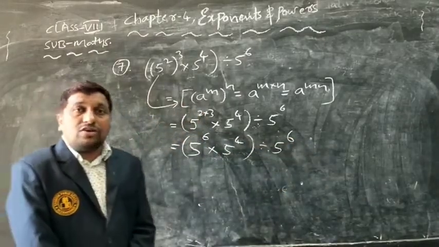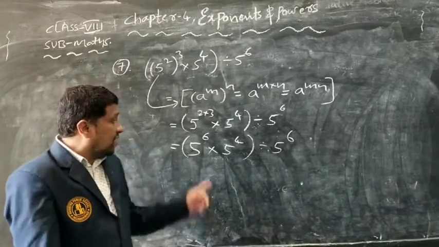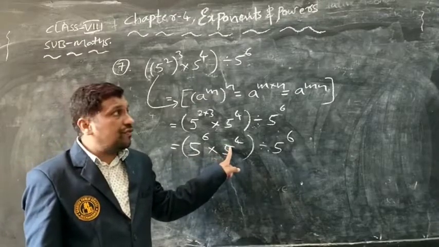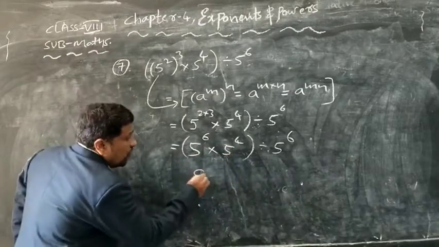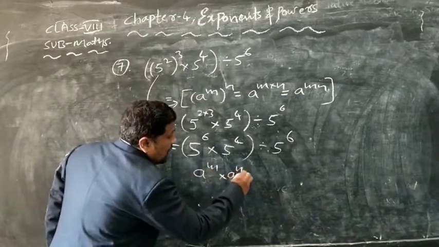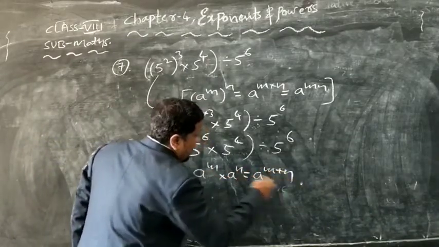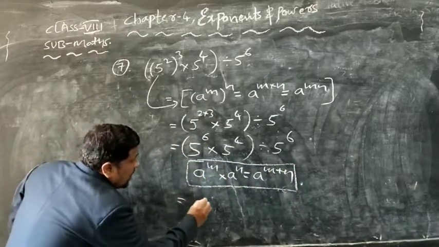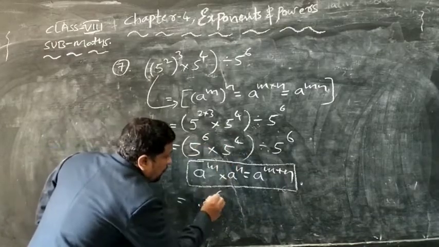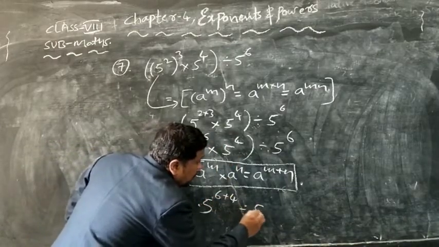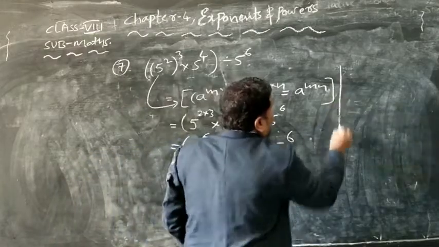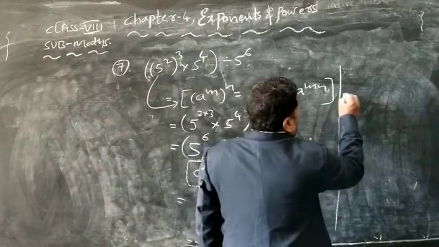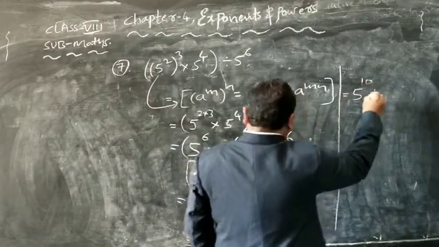Here we can use one more formula. What is that formula? a to the power of m into a to the power of n is equal to a to the power of m plus n. Here 5 to the power of 6 plus 4 is divided by 5 to the power of 6, means 5 to the power of 6 plus 4. 6 plus 4 is equal to 10, means 5 to the power of 10 is divided by 5 to the power of 6.